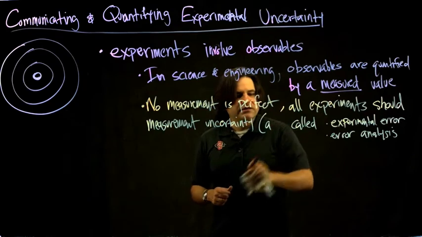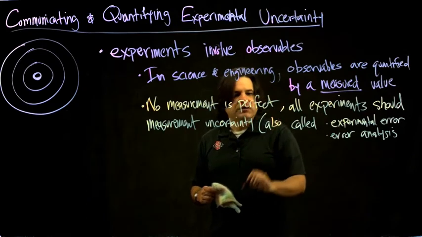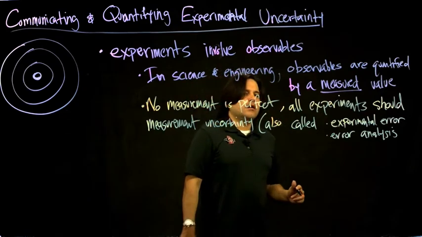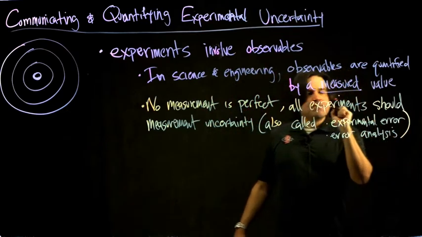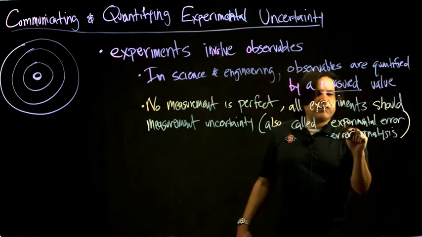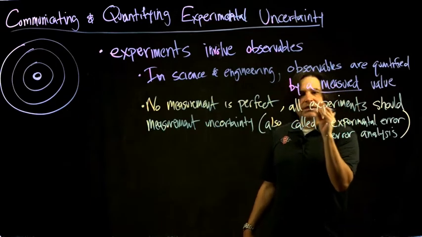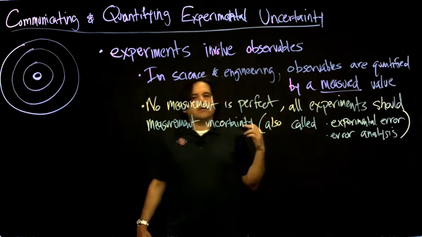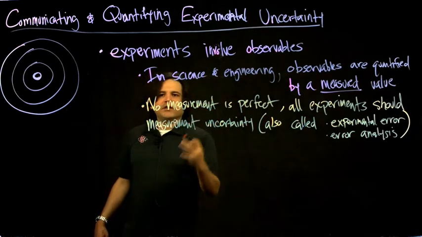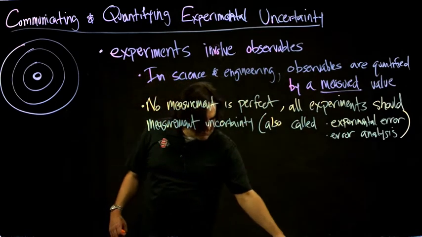We know that. It's impossible to be completely sure, if you measure something, what the truth is. But if you're honest and specific about what your range is, that's good enough. That's very powerful to find the truth. Okay?